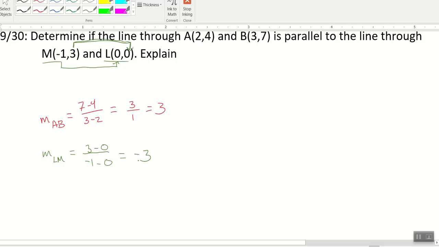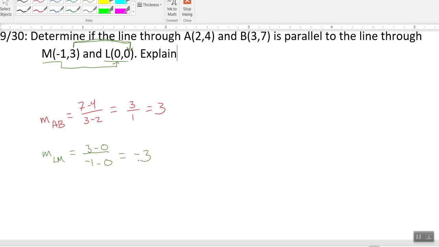Are these opposite reciprocals? No. So right off the bat, I can answer 3 things. They're not parallel, I can tell that, because they're not exactly the same. They're not perpendicular, because they're not opposite reciprocals of one another. They're neither of those things. They're just 2 lines that cross. Cool. Feel all right with that one?